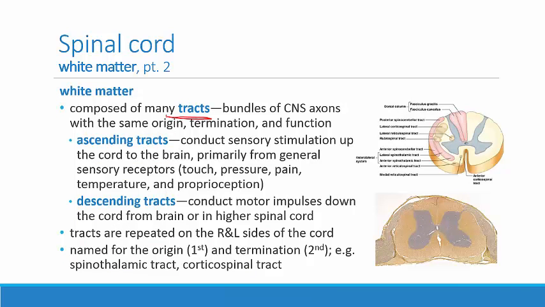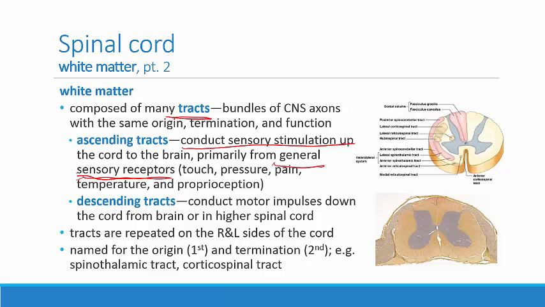Remember, these are bundles of axons that originate in the same regions of the spinal cord and brain and terminate in the same regions of the spinal cord. And they generally have similar functions because they're all heading out to the same area of the body. So the ascending tracts generally conduct sensory stimulation upward, and they're primarily bringing in general sensory receptor information.